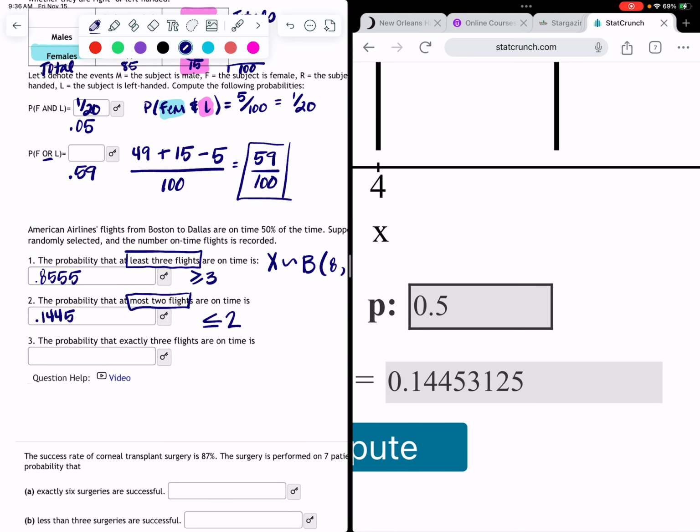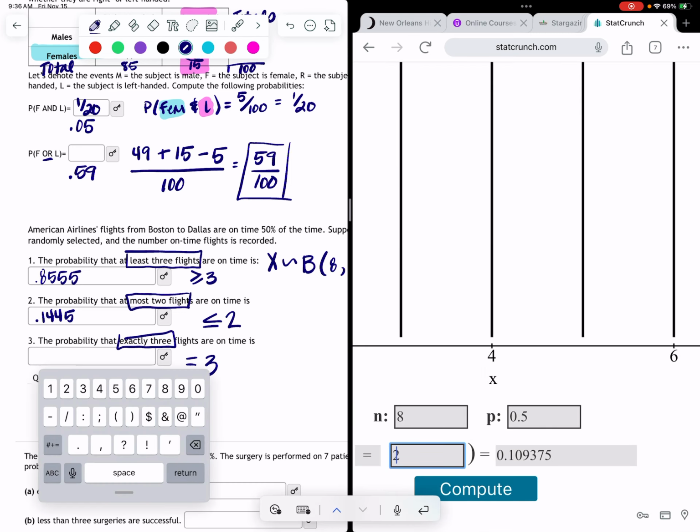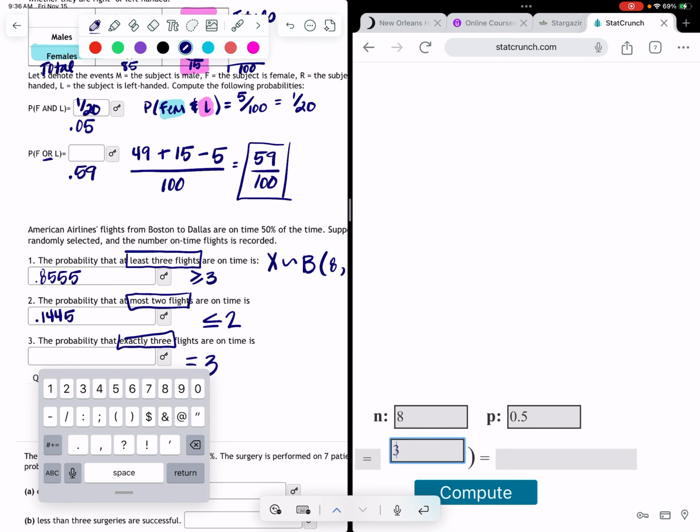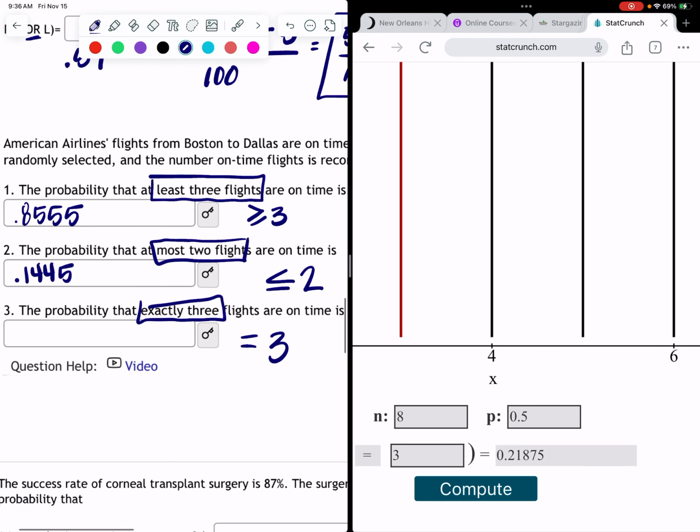Now the probability that exactly 3, that means equals 3. So I'm going to change the inequality symbol. I'm going to get rid of the 2 and make it a 3. To 4 decimal places would be 0.2188.